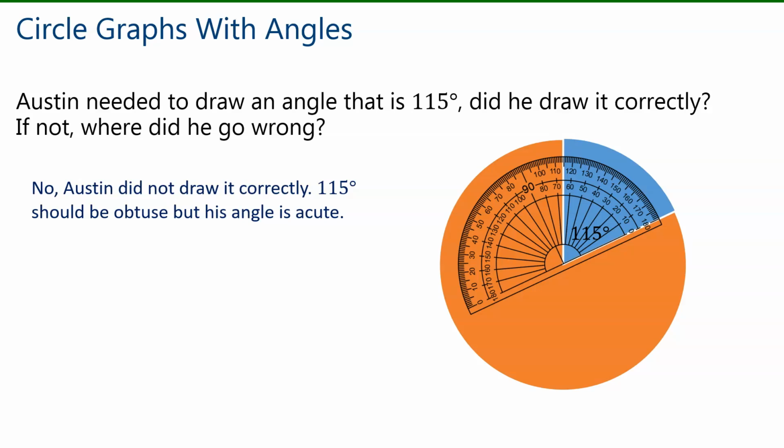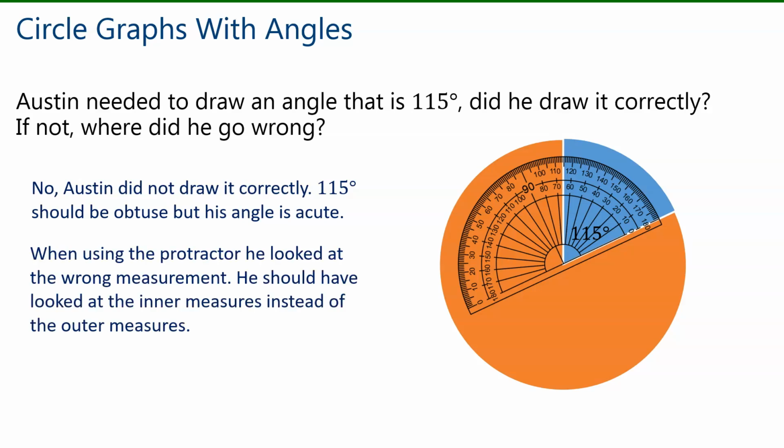So we can say, no, Austin did not draw it correctly. 115 degrees should be obtuse, but his angle that he drew is acute. So again, I knew that right away just from looking at it, the fact that the angle he drew was less than 90 degrees, and it should have been bigger than 90. So in terms of where he went wrong, I can say that when using the protractor, he looked at the wrong measurement. He should have looked at the inner angle measures instead of the outer measures.